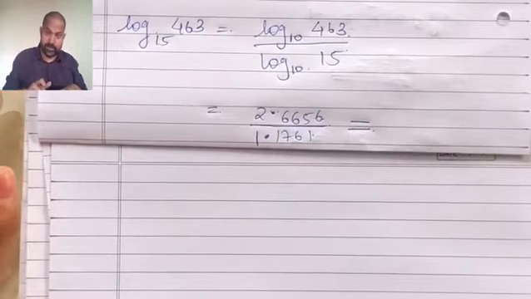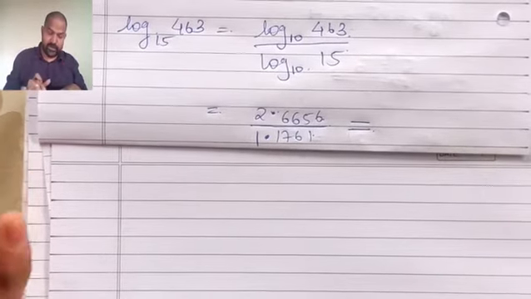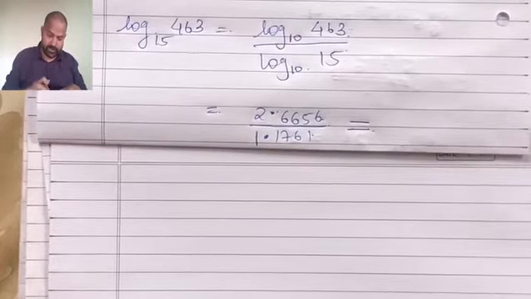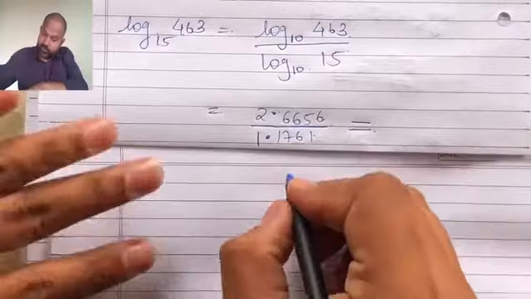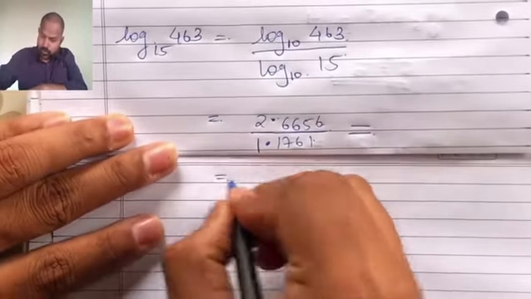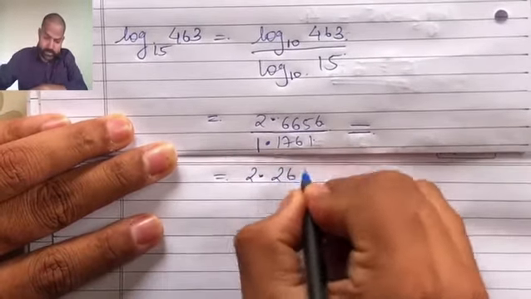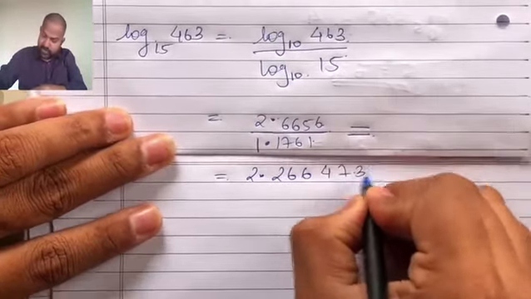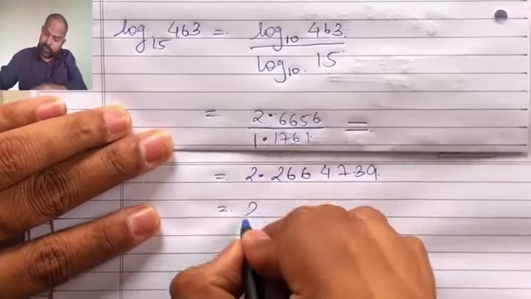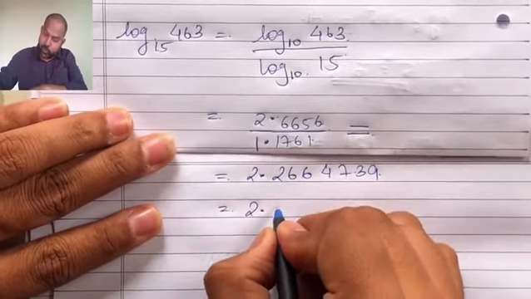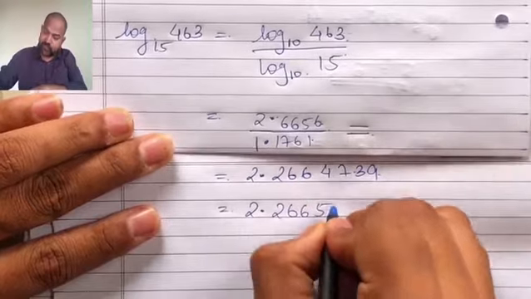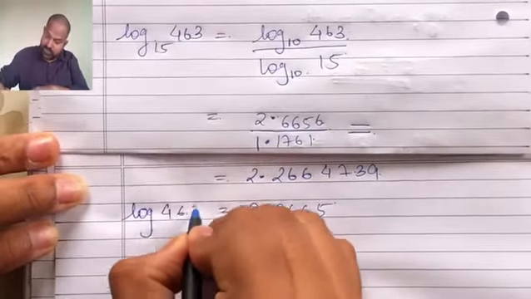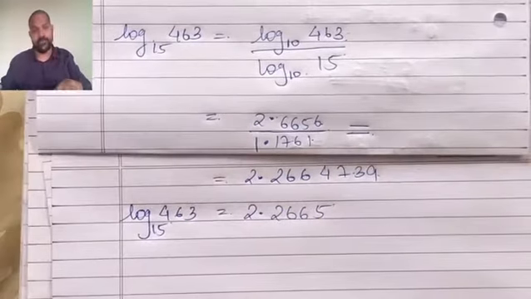So 2.6656 divided by 1.1761. The answer that you get is 2.2664739 and so on. So I'm approximating that to 2.2665 is the value of log of 463 to the base 15.